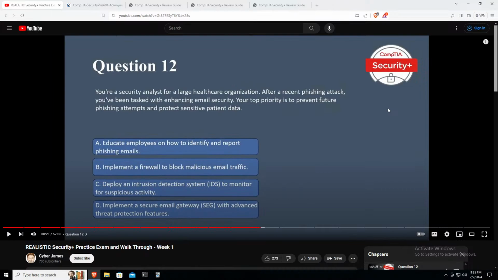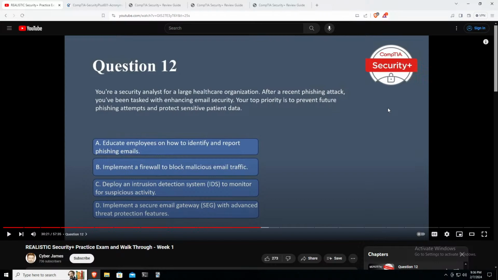You're a security analyst for a large healthcare organization. After a recent phishing attack, you have been tasked with enhancing email security. Your top priority is to prevent future phishing attempts and protect sensitive patient data. Well, it sounds like a security awareness question.